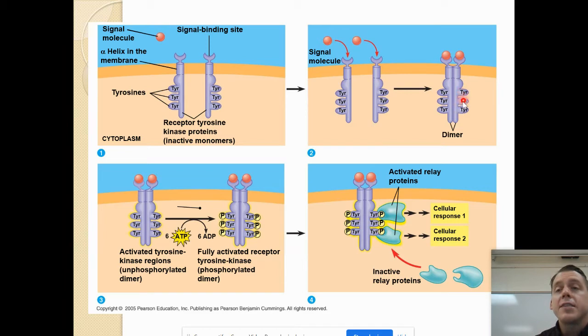There are all of these tyrosines here that are going to act as a kinase. So these are going to each react in step 3 with an ATP, and the ATP is going to phosphorylate the tyrosine. And now the tyrosine can act as a kinase. And when a specific protein matches up with it, it is going to phosphorylate that protein.